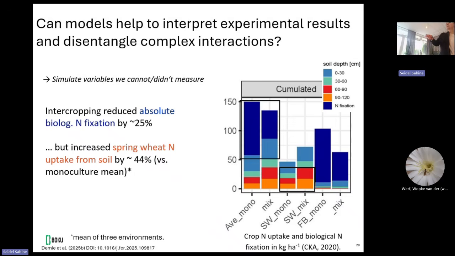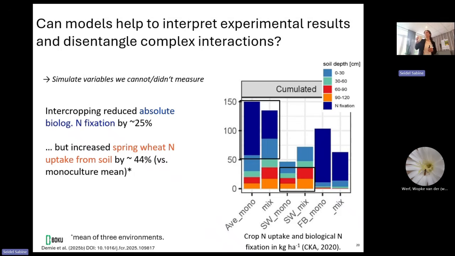And what we found here is that the intercropping reduced the absolute N fixation by 25%. Do you have an idea why it is the case? Why do we have a decline of absolute N fixation in the intercrop?